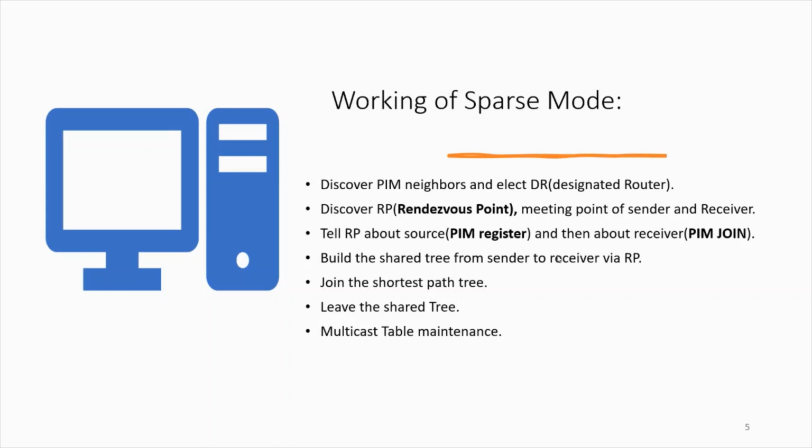Once it knows about the sender and the receiver, it will build a shared tree between the sender and the receiver via the RP, and after that it will join the shortest path tree between the sender and the receiver. Once it joins the shortest path tree, it will leave the shared tree, and in the end it will maintain the multicast routing table.